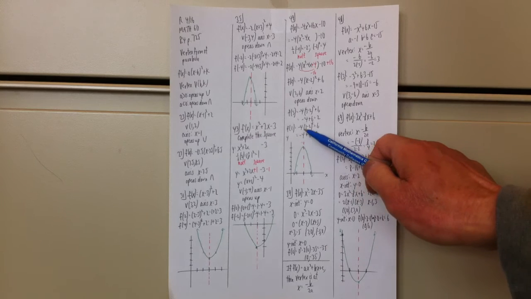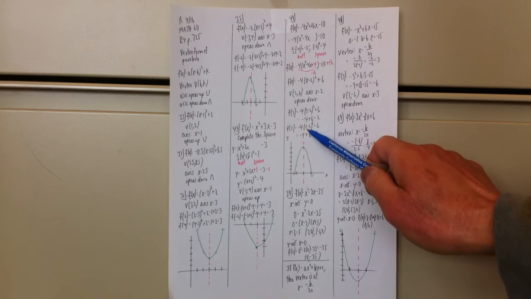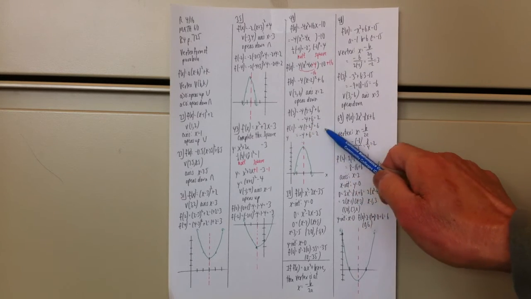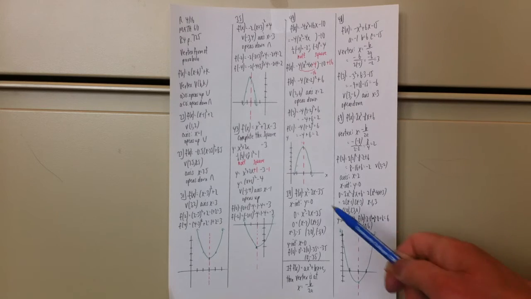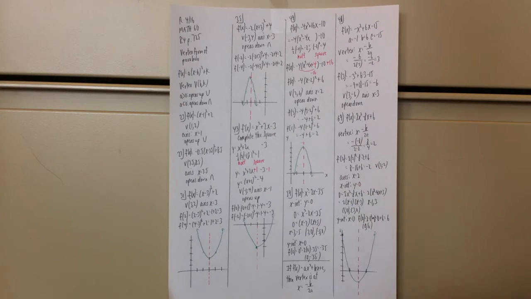And if I plug in 1, I get negative 4 times (1 minus 2) squared. 1 minus 2 is negative 1, but when you square it, it's still going to be 1. So it's still negative 4 plus 6, which is 2. So I plot (1, 2), (3, 2), and there's my parabola opening down.